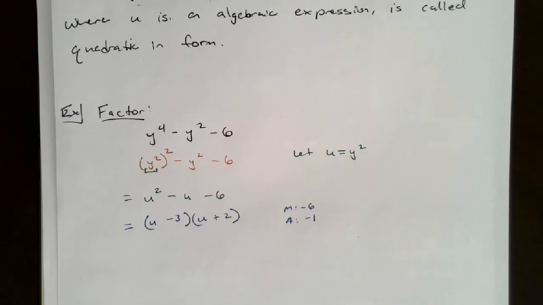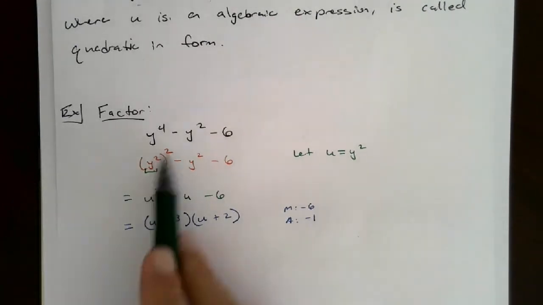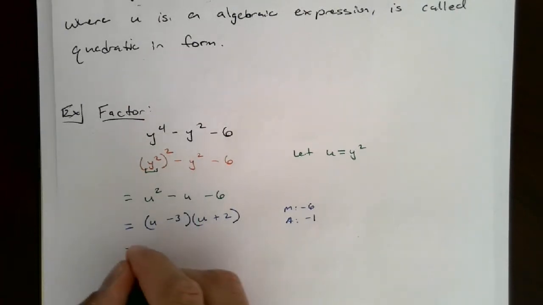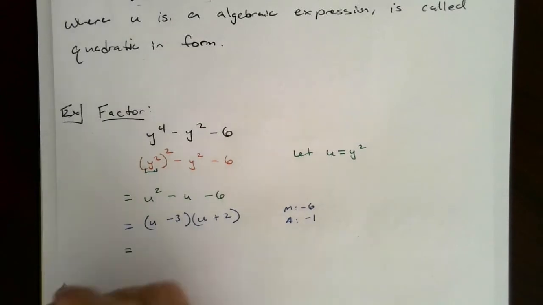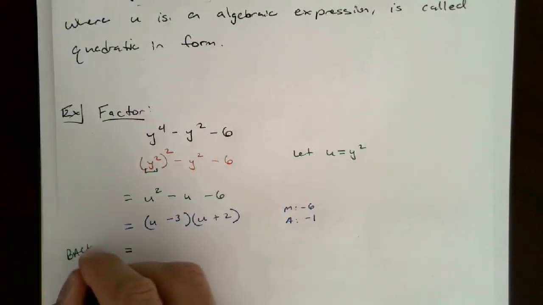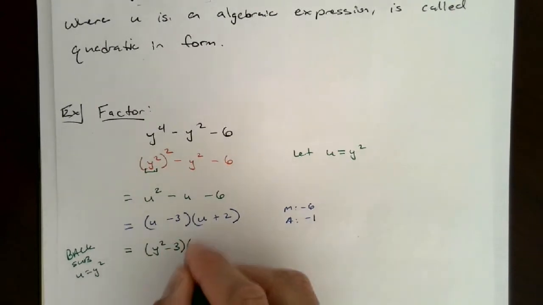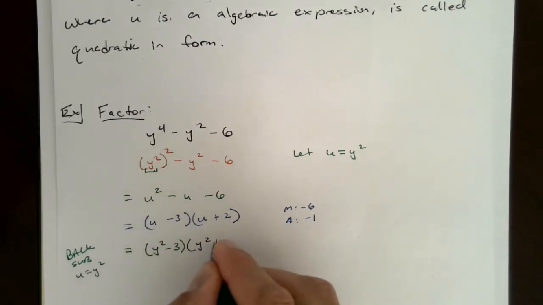Now, don't stop there, because remember the original problem was in terms of y. We have something in terms of u. So we get this in terms of y, now we back sub. So at this point, maybe I'll write it here so you know I'm doing it. You want to back sub u equals y squared. In other words, whenever you see a u, you're going to put y squared, so we would have y squared minus 3 times y squared plus 2.